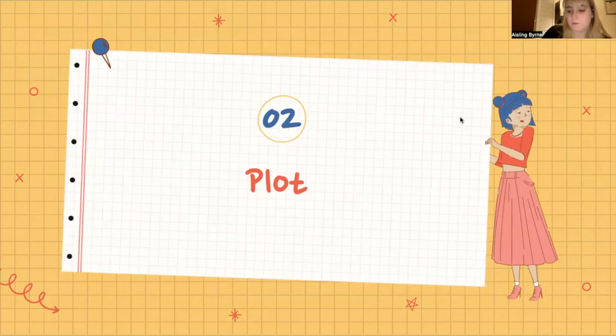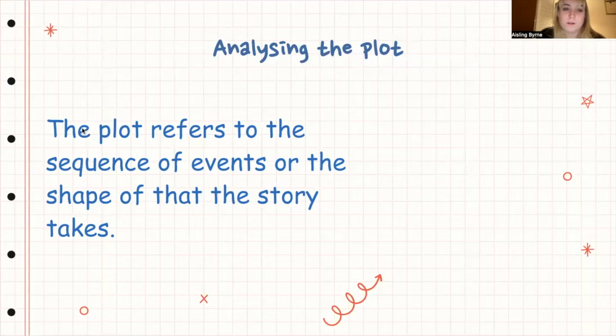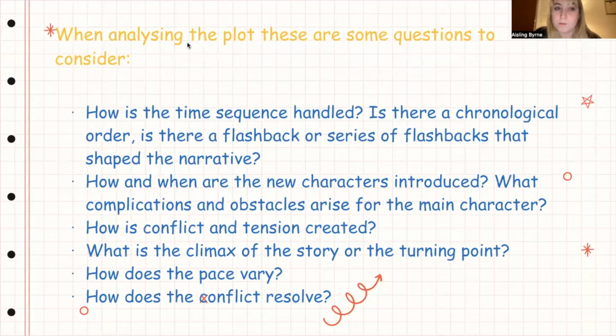So what is the plot of a story? The plot refers to the sequence of events, or the shape that the story takes. That can look different in every story. So when we're analyzing the plot, these are some questions that we need to consider. How is the time sequence handled? Is it chronological order, with everything happening one by one, going in a straight line? Or is it that this happened here, but then we're looking back and there are flashbacks? There's one flashback, or a series of flashbacks that shape the narrative.